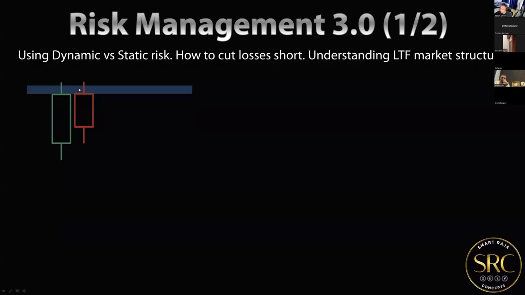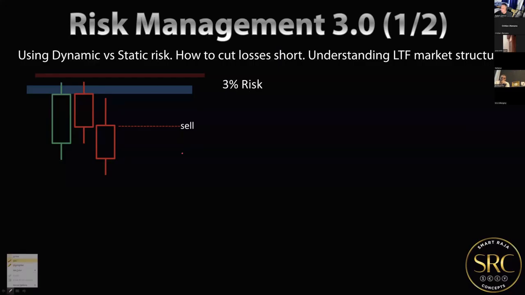So anyway, we have resistance formed, and now you ask: what's the probability for the next candle to continue pushing down? There's a high probability for the next candle to continue pushing down. So what I'm going to do is have, let's say, a 3% risk right over here. Let's say you're using a static 3% risk. You take a sell right here, and you're saying, okay, now the candle is going to go down.